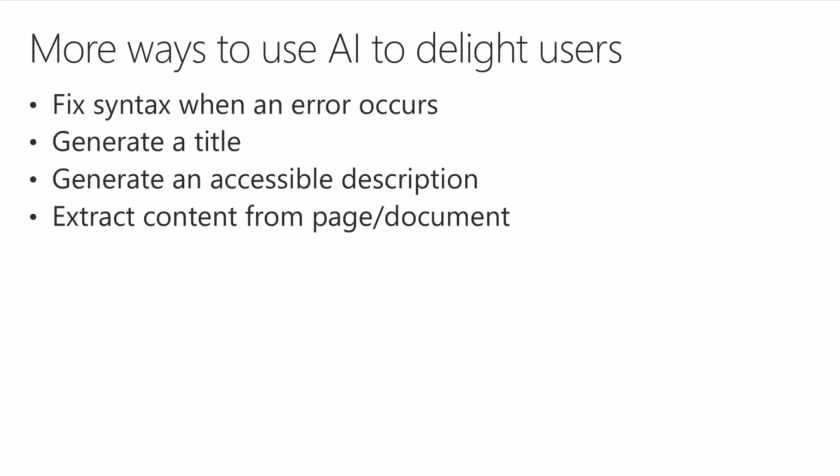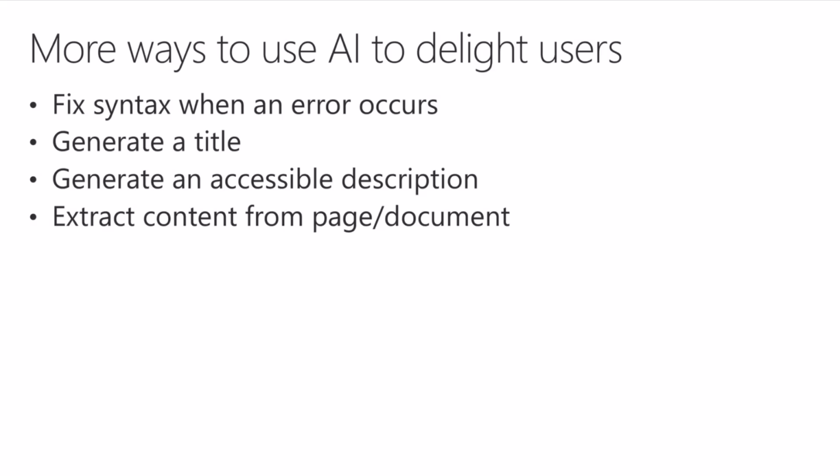So how else would you use AI to improve your user's experience? Well, one of the examples that I didn't walk through today is if you find a syntax error in my code, my Mermaid, go fix it for me. But the other thing I could say is go generate a title behind the scenes, right? Or go create an accessible description of the diagram so that I can embed it in the page so that we're creating accessible content.